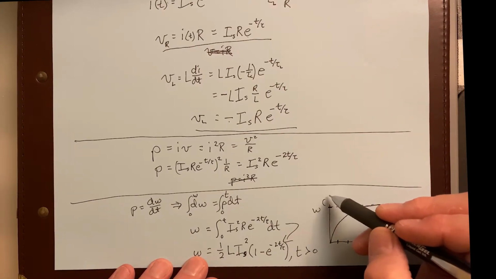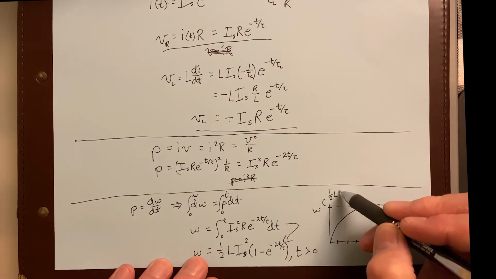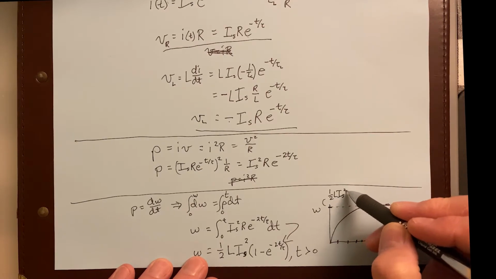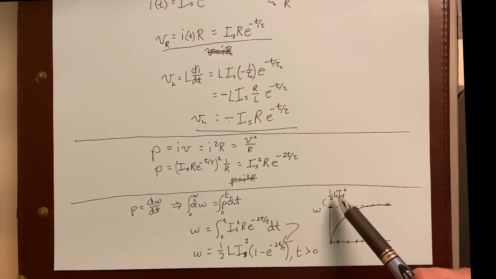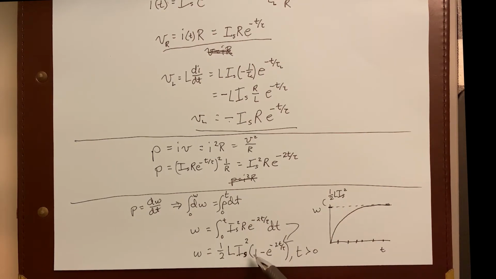And what is that energy? That's just 1/2 L I sub s squared. So that looks an awful lot like an equation that we saw earlier in the class, 1/2 L I squared, but we've got this rising and leveling off exponential here, because that's the total energy that's being supplied to the resistor at any point. Okay. All right.